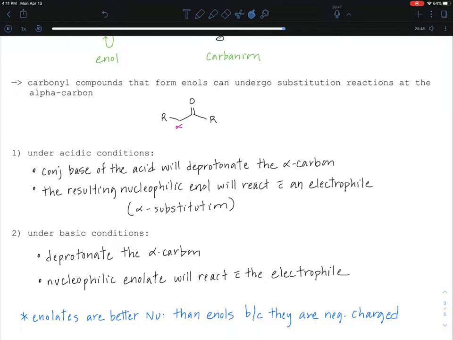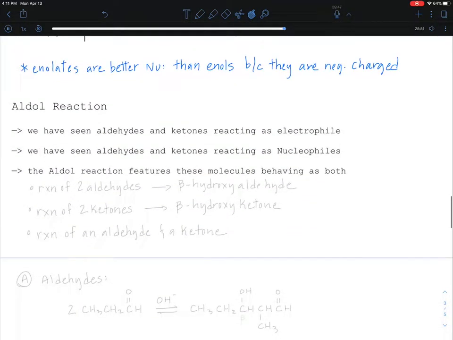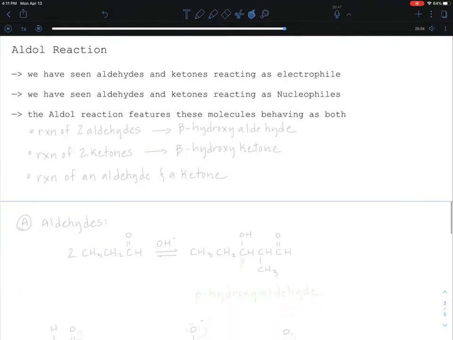Let's talk about a very specific type of alpha substitution. This is called the aldol reaction. This is not named after somebody. This is named after what you get. So for example, we have talked already about aldehydes and ketones reacting as electrophiles, right? So that partially positive carbon on the carbonyl can be attacked by some nucleophile. We just talked about how an aldehyde and a ketone can be made into a nucleophile, right? We deprotonate the alpha carbon. You either make the enolate or you have the enol, right? And so the aldol reaction actually features these molecules behaving both as an electrophile and a nucleophile.